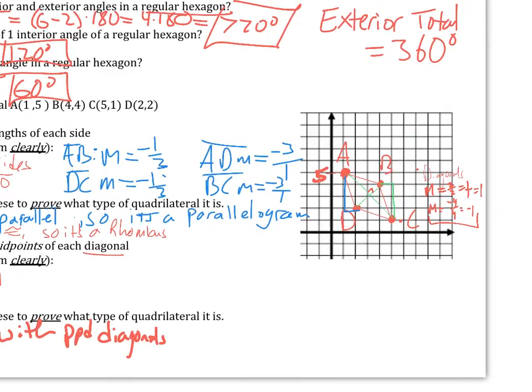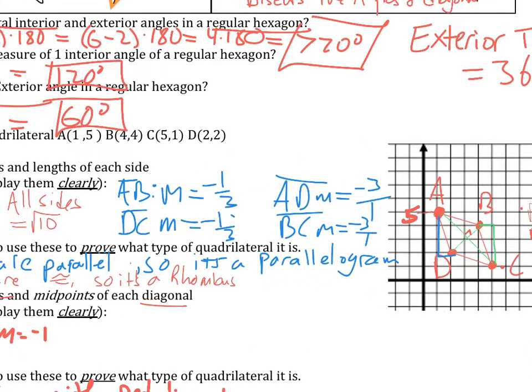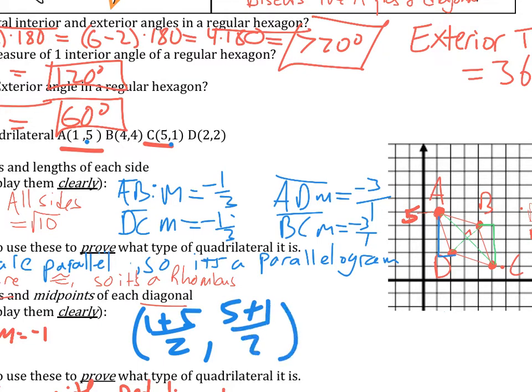Now if we find the midpoints, we need the midpoint formula. So let's use opposite midpoints, the ones I underlined there. We're going to add the x's and divide by 2 and add the y's and divide by 2. So we're going to have 1 plus 5 divided by 2, and then 5 plus 1 divided by 2. These are y coordinates. That's going to give us 3, 3. So that means that AC crosses at 3, 3.